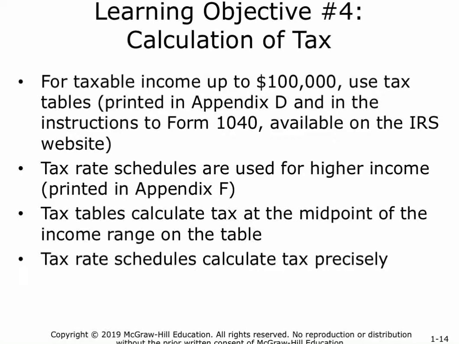In Learning Objective 4, we're going to take a look at the calculation and payment of taxation. For taxable income up to $100,000, we're going to use the tax tables, which are provided in Appendix D of your text. For taxable income higher than $100,000, that information is also provided in the text in Appendix F. But with respect to those tax tables in Appendix D, they're going to be grouped in increments of $1,000 per table. And then within each table, you're going to have line items, which are grouped at $50 ranges so that you can precisely calculate what that tax is going to be.